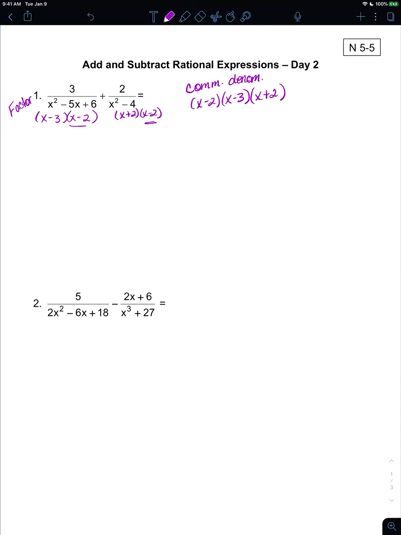So remember, now this first term, we're going to just keep in mind, it's got the x minus 3, it's got the x minus 2, but it needs the x plus 2. Now that second term needs the x minus 3. So that's what we're going to multiply that second term by. Okay, so let's start making these equivalent fractions by multiplying what we need.